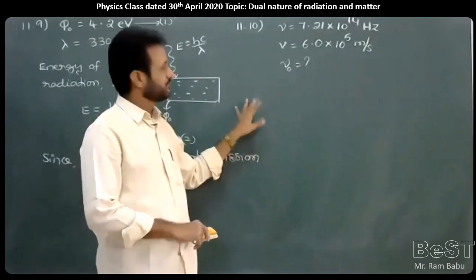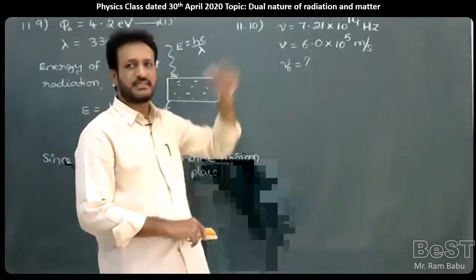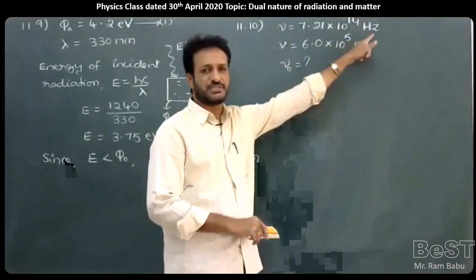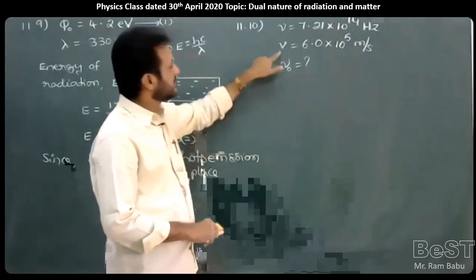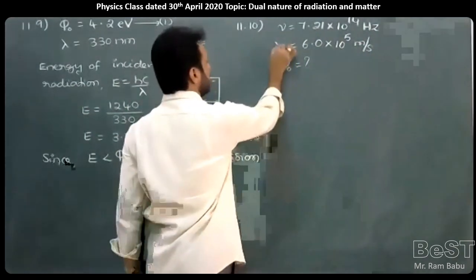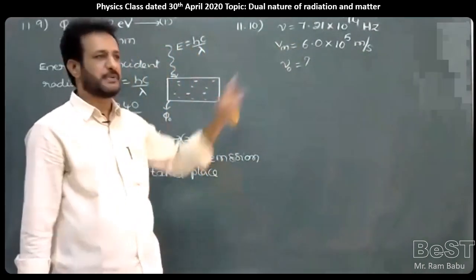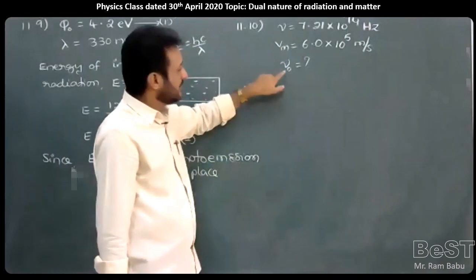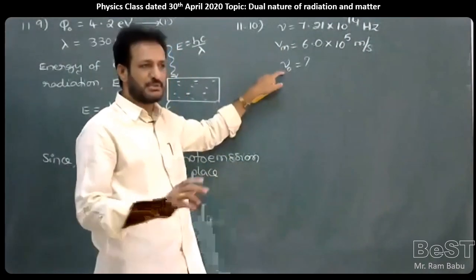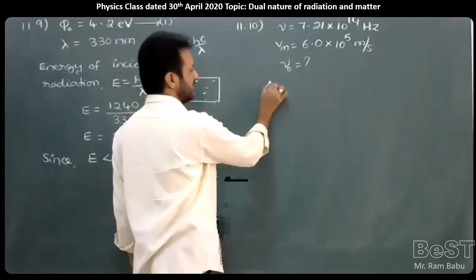That is the question. So given here, the frequency of the radiation falling on the metal surface is 7.21 into 10 power 14 hertz, nu. Next, the maximum speed of the photoelectrons, V maximum, is equal to 6 into 10 power 5 meter per second. They are asking what is the threshold frequency. The minimum frequency required for emission of electrons is called the threshold frequency. Now I'll calculate. I'll take Einstein's equation.